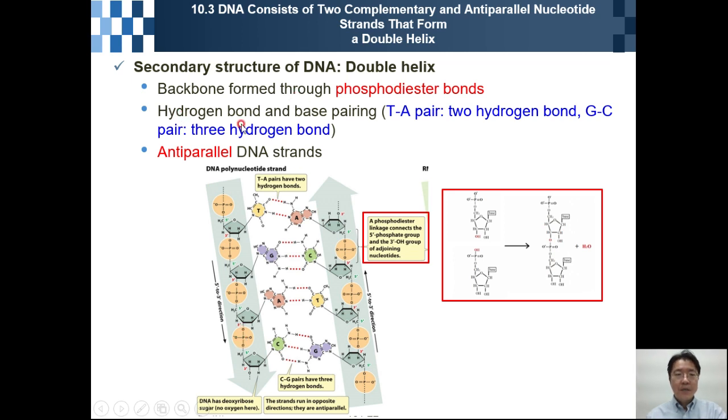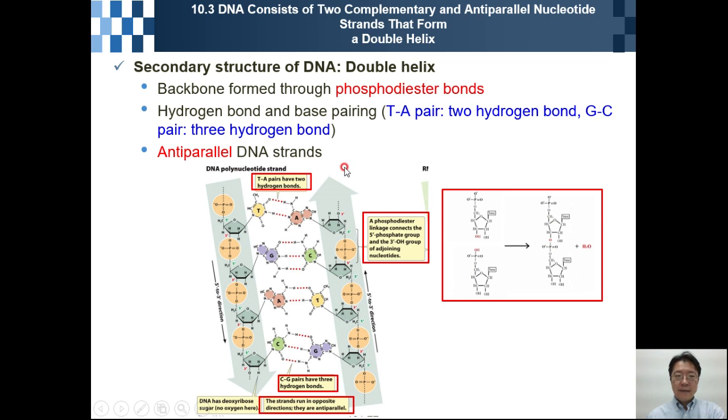After that, hydrogen bonding happens between the bases. So hydrogen bonding and base pairing happen. Between adenine and thymine, there are two hydrogen bonds. And between guanine and cytosine, there are three hydrogen bonds. So the TA pairs have two hydrogen bonds, and the CG or GC pairs have three hydrogen bonds. Also, each strand runs in the opposite direction. This strand has its 5 prime located here and goes to the 3 prime. The other strand starts from the 5 prime and also goes to the 3 prime location. So this is the antiparallel DNA strand.